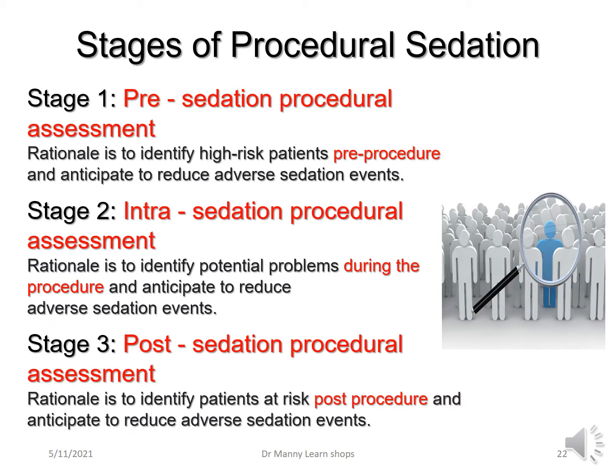What are some of the stages of procedural sedation then? Well, you've got stage 1, as we mentioned previously, pre-sedation procedural assessment. Stage 2, intra-sedation procedural assessment. Stage 3, post-sedation procedural assessment. Stage 1 basically means the rationale is to identify high-risk patients pre-procedure and anticipate any issues to reduce adverse sedation events. Stage 2, the rationale is to identify potential problems that could occur or are occurring during the procedure and anticipate to reduce adverse sedation events.